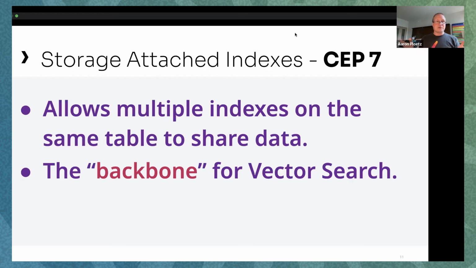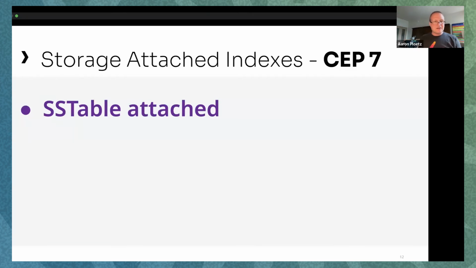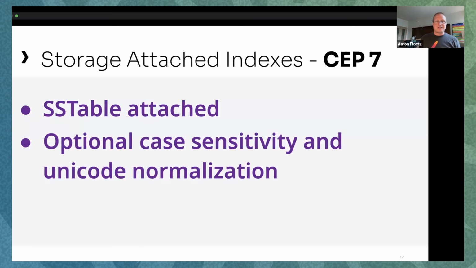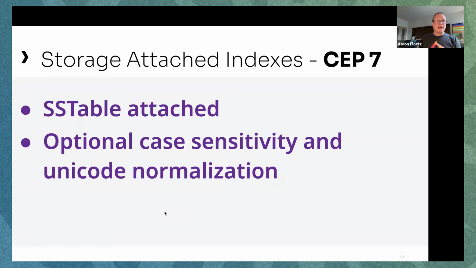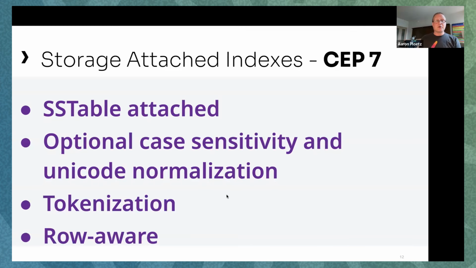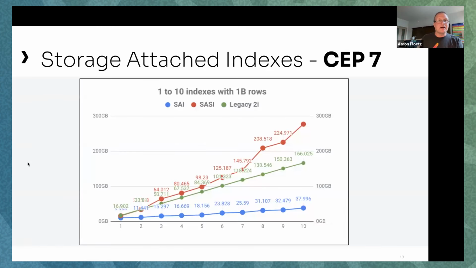And likewise, it's what we consider the backbone for vector search as well, which we'll talk about a little bit. So similar to some of the other indexes we have, these are attached to their SSTable. They also allow optional case sensitivity and Unicode normalization as well, and tokenization, which is another big one too. And the cool thing is that when building the query path, they are row aware. So we are talking about a fair amount of query performance improvement here if we're using a secondary index.